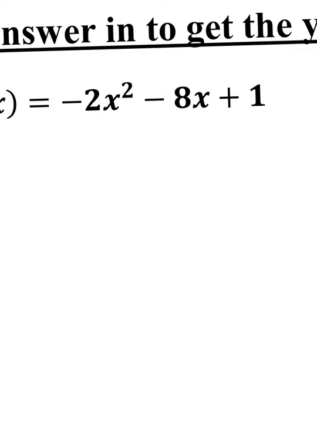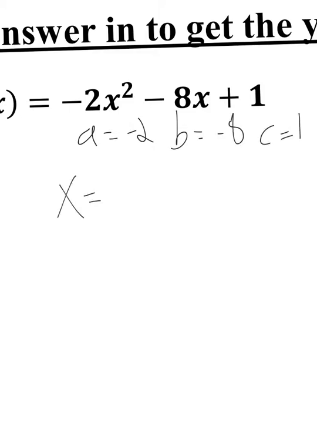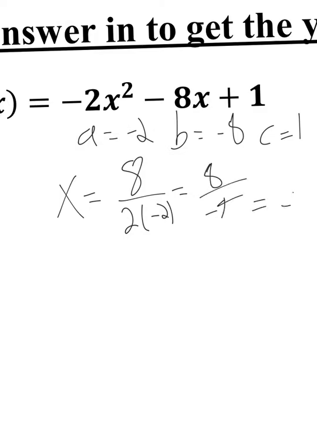You have negative 2x squared minus 8x plus 1, so a is negative 2, b is negative 8, and c is 1. If x equals negative b over 2a, that's going to be positive 8 over 2a. So that negative basically means just flip the sign. If it's positive, turn it negative. If it's negative, turn it positive. And so 2a, I should have written 2 times negative 2. And so that's 8 divided by negative 4, which is negative 2. So your axis of symmetry is x equals negative 2.